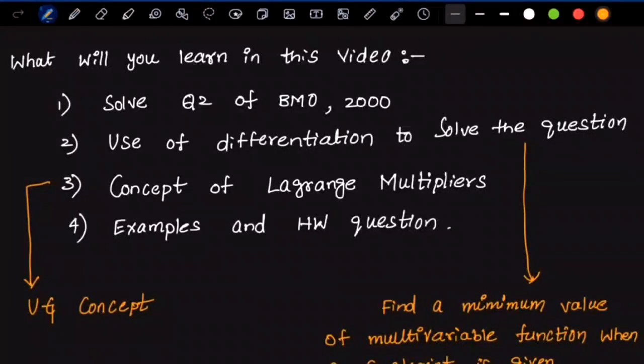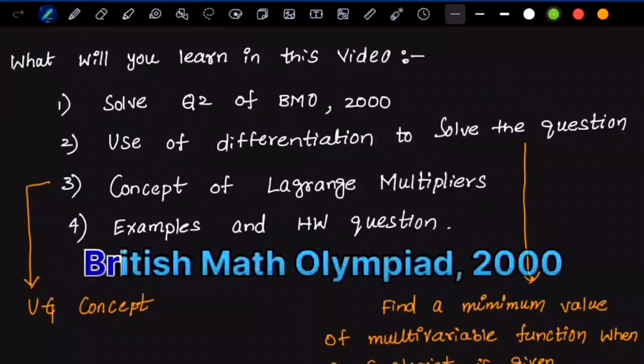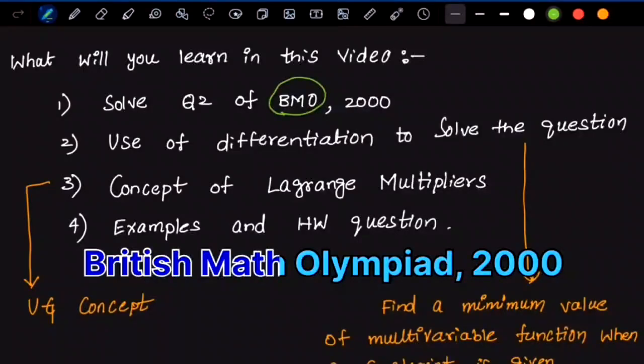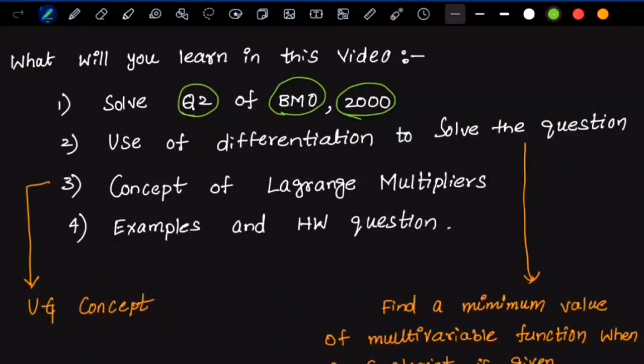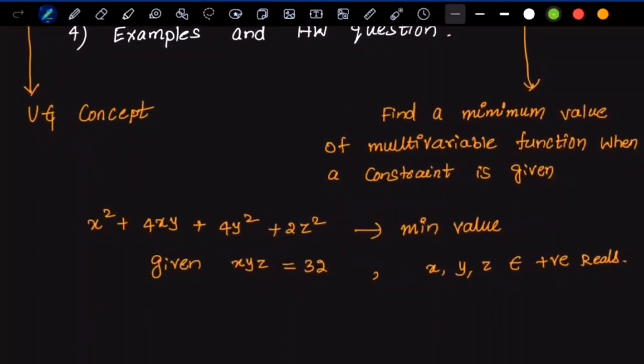Hey guys, welcome to another video where I'll be teaching math. So let us briefly discuss what we are going to do in this particular video. We are going to solve a question that appeared on British Mathematical Olympiad in 2000. This is the second question on the question paper and the question is something like this.